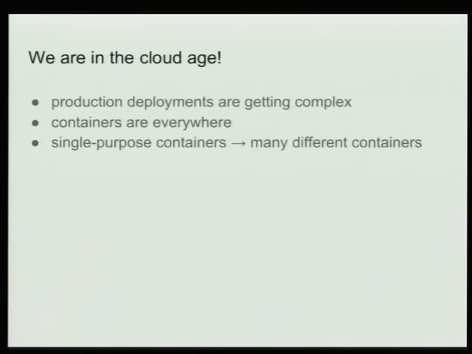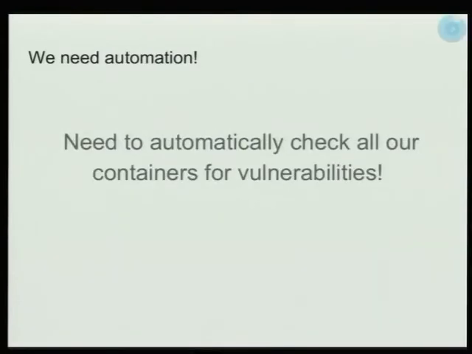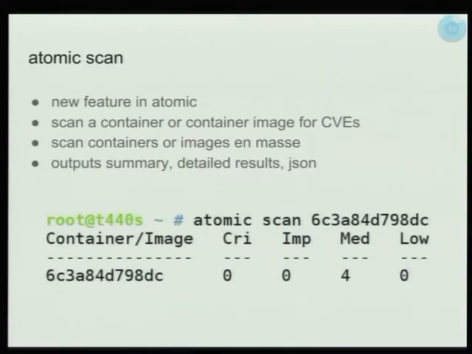But this is getting increasingly more difficult because in today's day and age, we have single-purpose containers in our infrastructure and single-purpose virtual machines. That means that there are many different types. We no longer have that one golden image that we can use and check. And this diversity of containers is making it more difficult to audit our machines. So we need some sort of automation, some sort of a tool that we can run on our infrastructure, and this tool needs to explore and do everything for us automatically. And I'd like to present such a feature in Atomic. It's fairly new, called Atomic Scan.